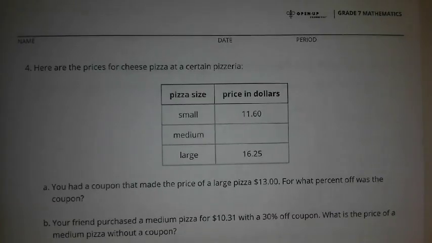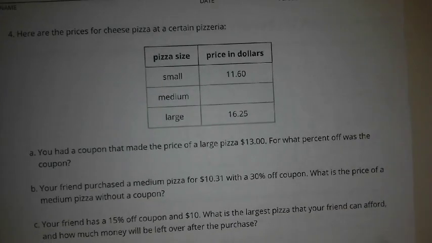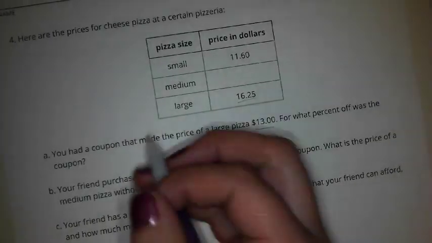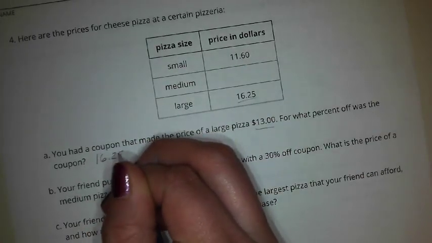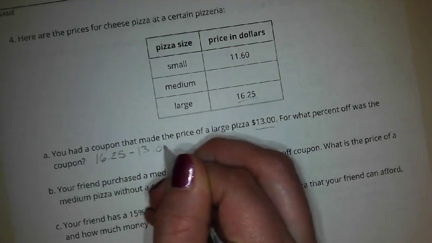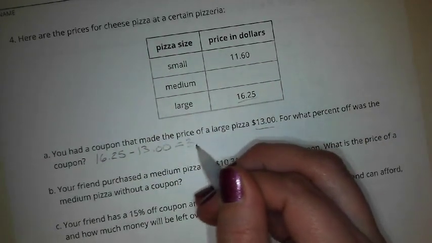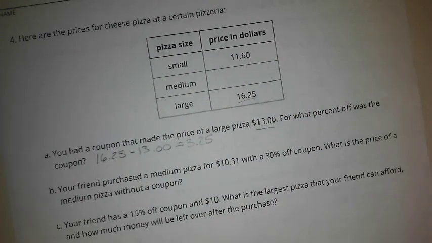Okay, number 4. Here are the prices for cheese pizza at a certain pizzeria. You had a coupon that made the price of a large pizza $13. For what % off was the coupon? So the regular price for a large pizza is $16.25. So what I'm going to do is take $16.25 minus $13. And the difference is $3.25.